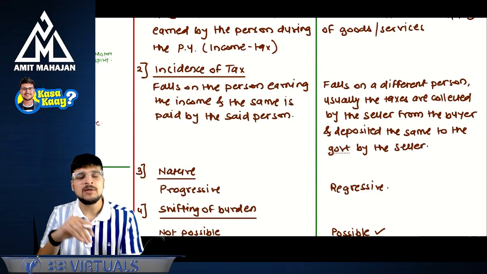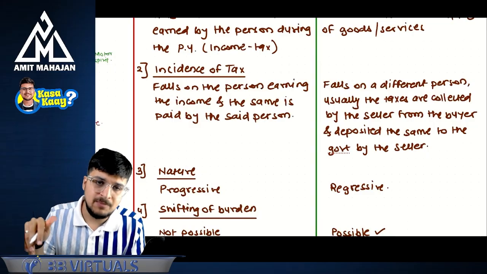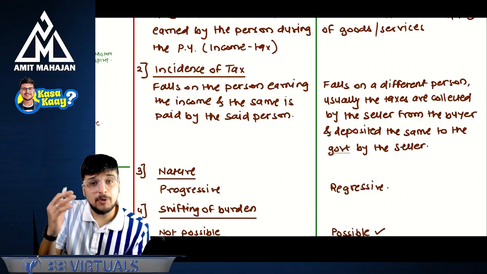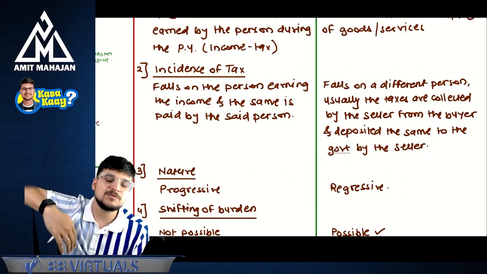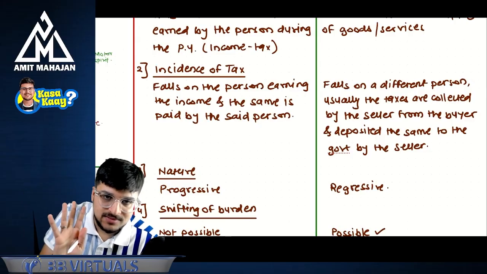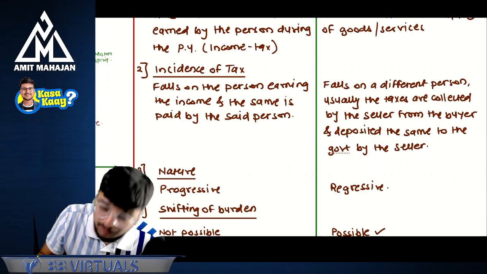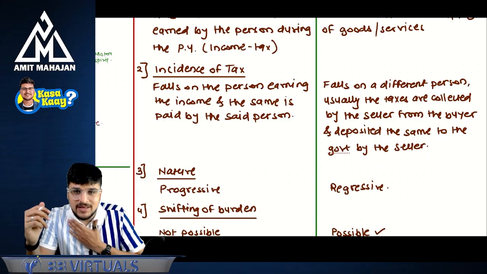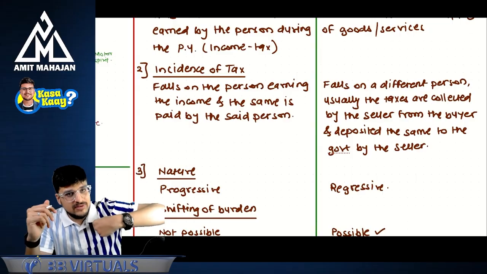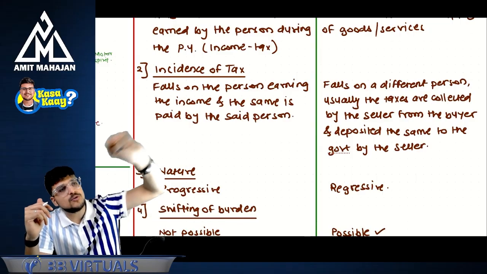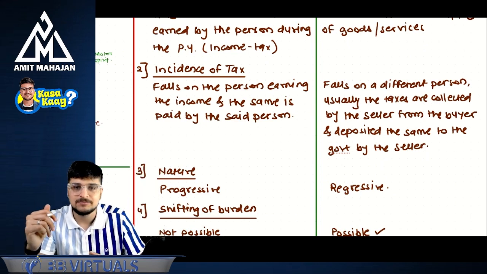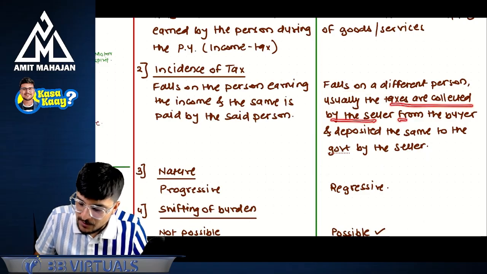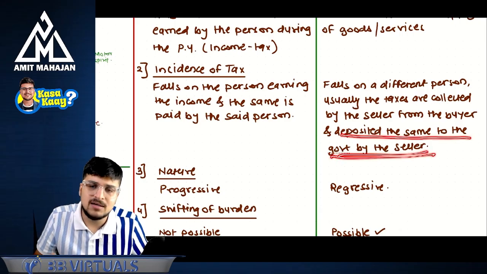The person who is actually earning the income, it will be that person's responsibility to go to the government and pay the income tax. Perfect. But in case of GST, the burden falls on a different person. Ultimately the burden of GST is coming on me, but I'm not going to the government and paying the GST. I'm giving this GST to Chroma, that is the supplier, and the supplier is going to the government, knocking on the door of the government and paying the GST. See, the incidence falls on a different person. Usually, taxes are collected by the seller from the buyer and deposited to the government by the seller.